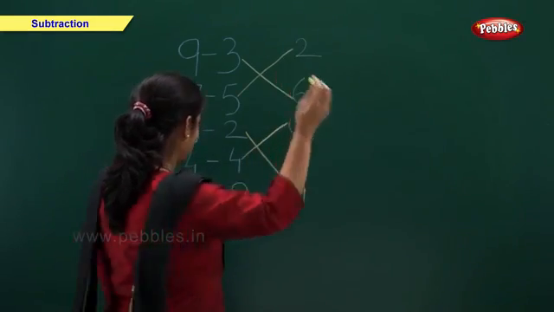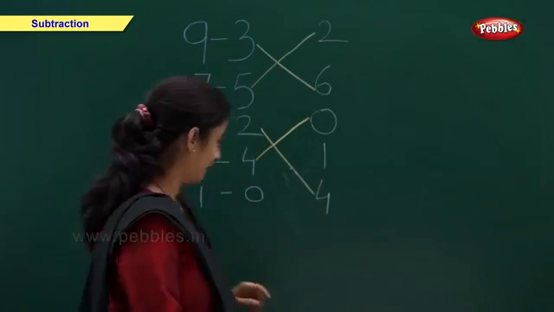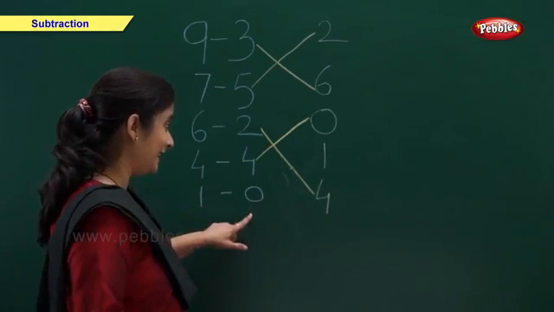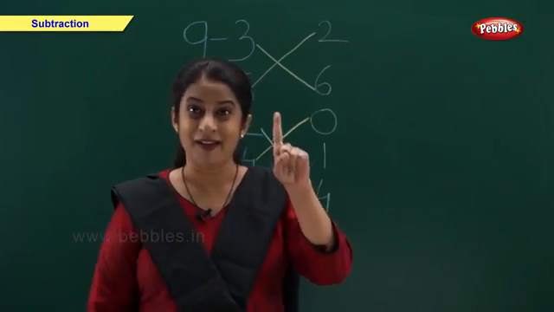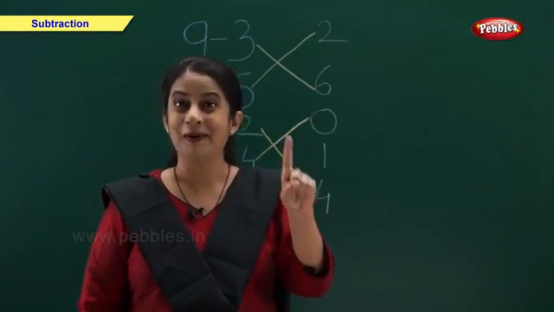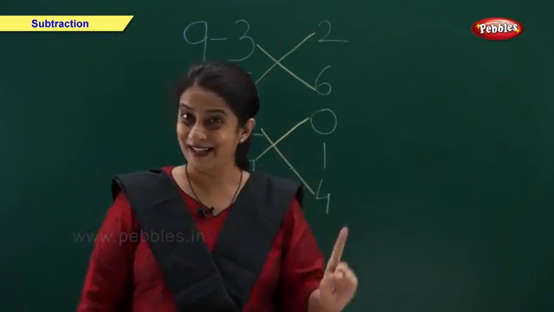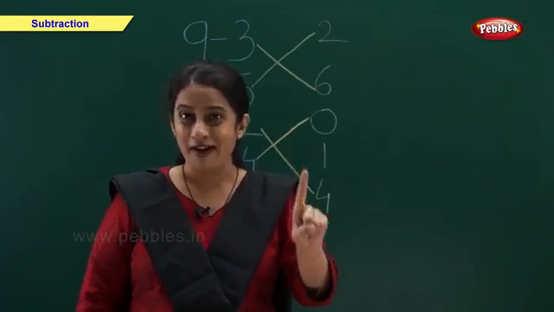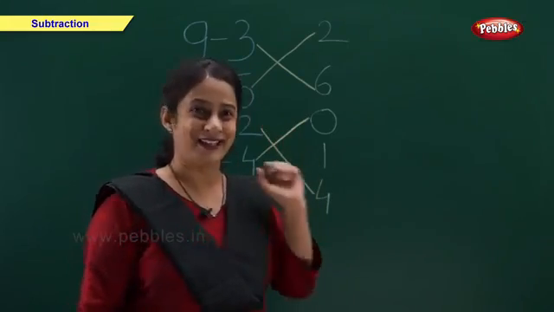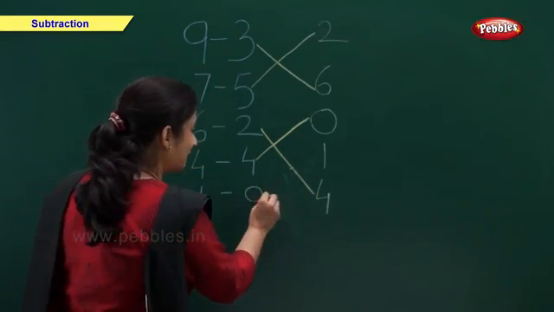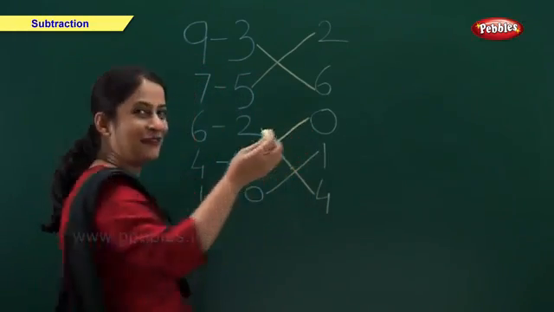Let's match. Now we have 1 minus 0. So let's count and match. 1. 1 minus 0 is 1 minus nothing. So 1 minus 0 is equal to 1. So let's match. 1 minus 0 is equal to 1.